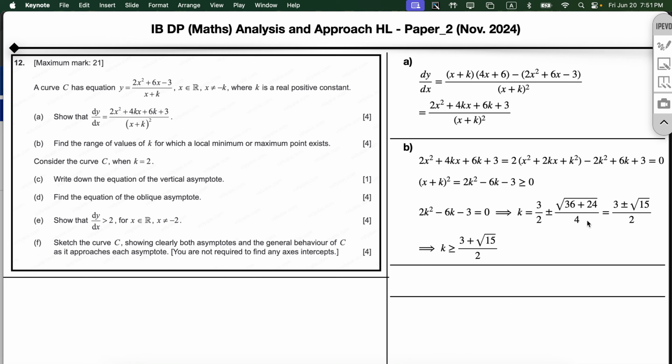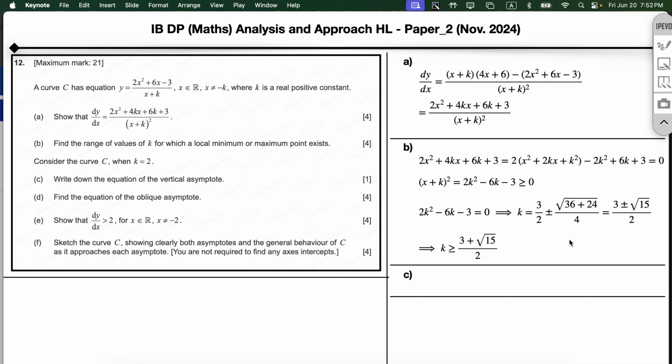So k could have been less than 3 minus square root 15 by 2, but 3 minus square root 15 by 2 is negative, and it says that k is a real positive number. So the allowed values of k are at least 3 plus square root 15 divided by 2.